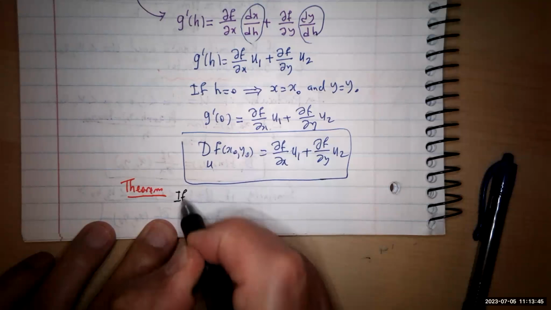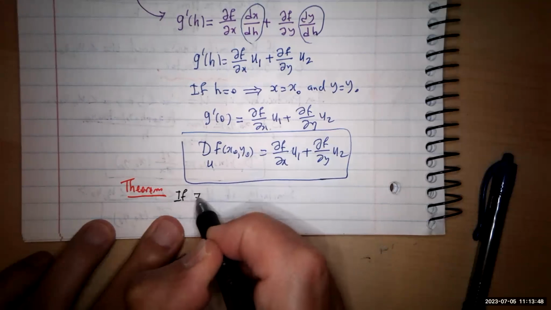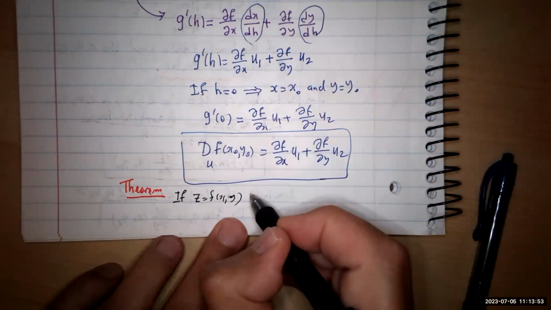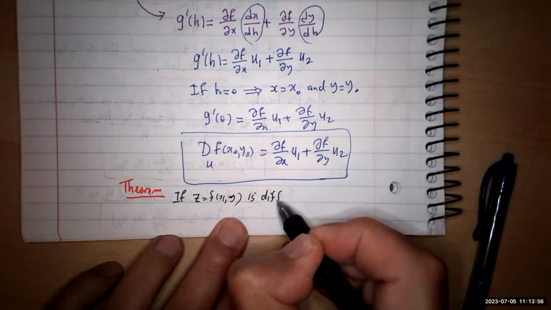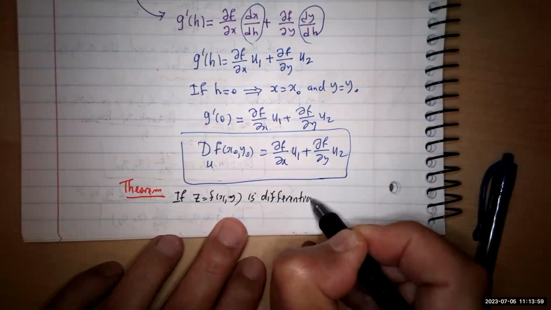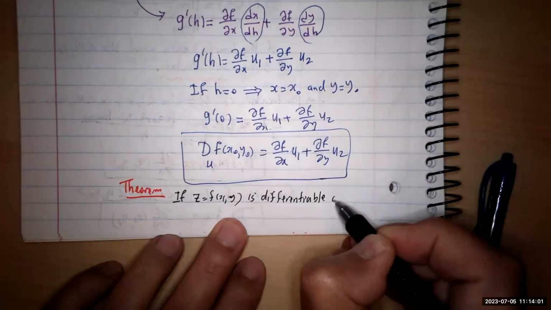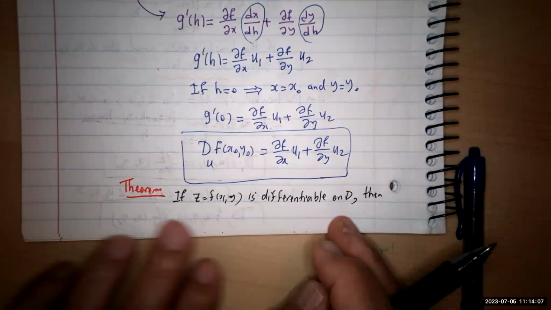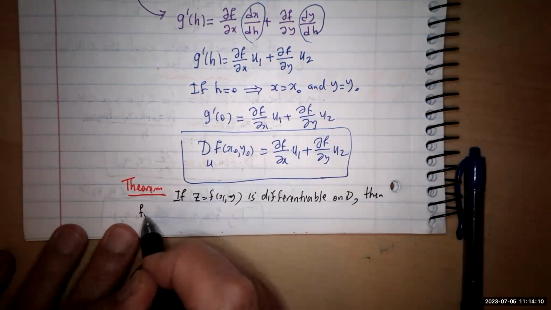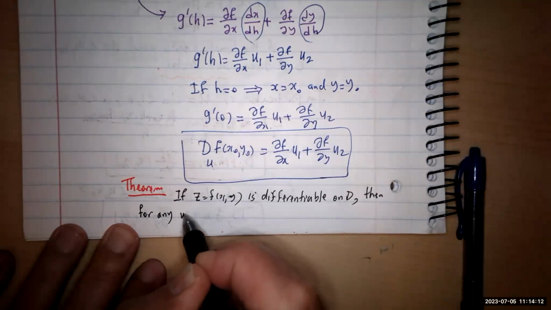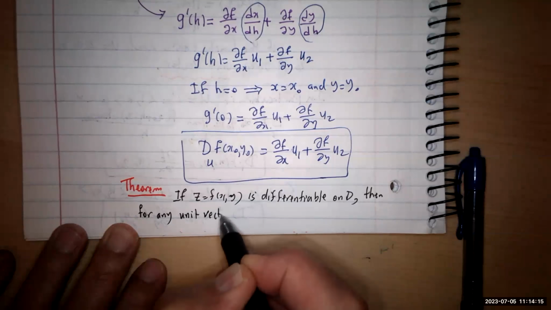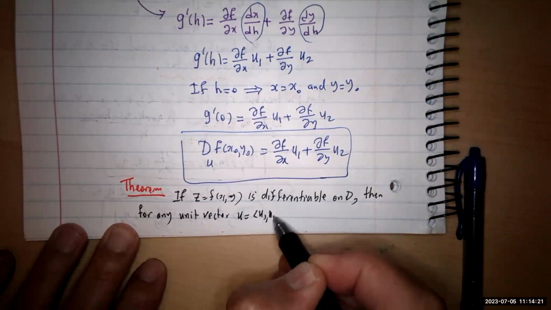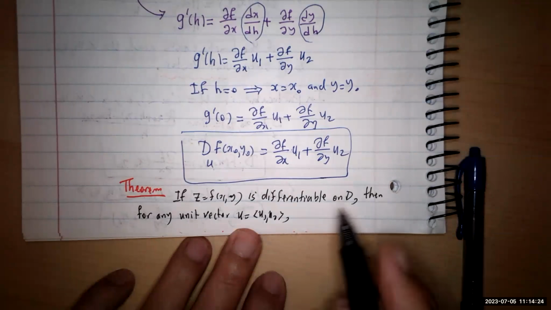If z equal to f of x comma y is differentiable, in the sense that we talked about before, on the domain D, then for any unit vector u, which is equal to (u1, u2), you have this.